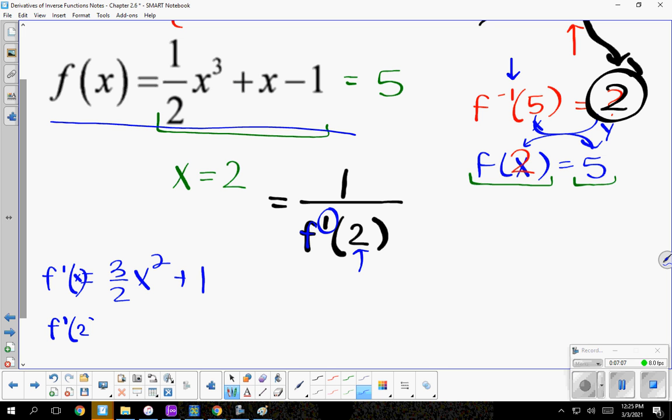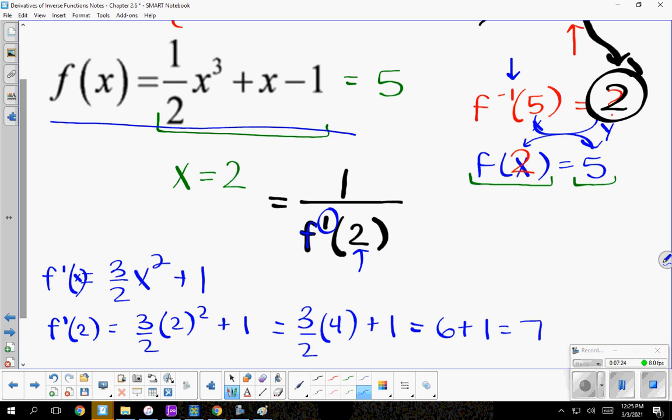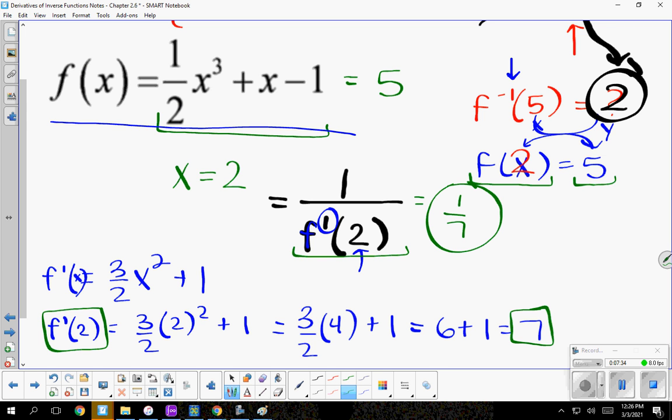So f prime of 2 equals 3 halves times 2 squared plus 1. Or 3 halves times 4, plus 1, which is going to be 6 plus 1, or 7. So I know that f prime of 2 is equivalent to 7. So all I do is plug that into this formula. So 1 over 7 is my final answer.